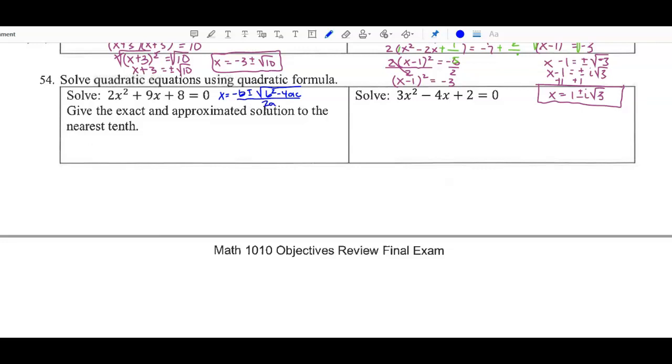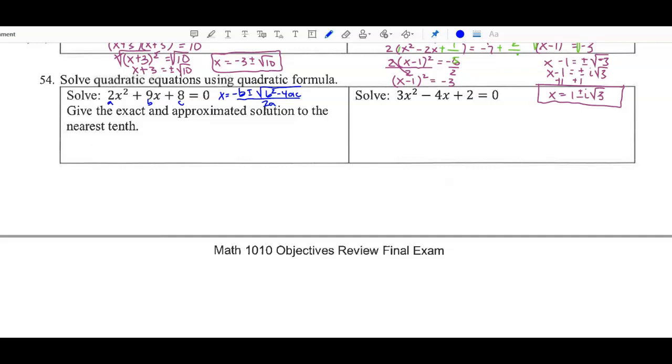Okay. And so let's go ahead and make sure it's in descending order, which it is, so I can see that this is my A, this is my B, and this is my C. If it wasn't in descending order, I'd need to switch it so that it was, to figure out what my A, B, and C are. And also I need to have 0, right? It needs to be equal to 0 on the other side.